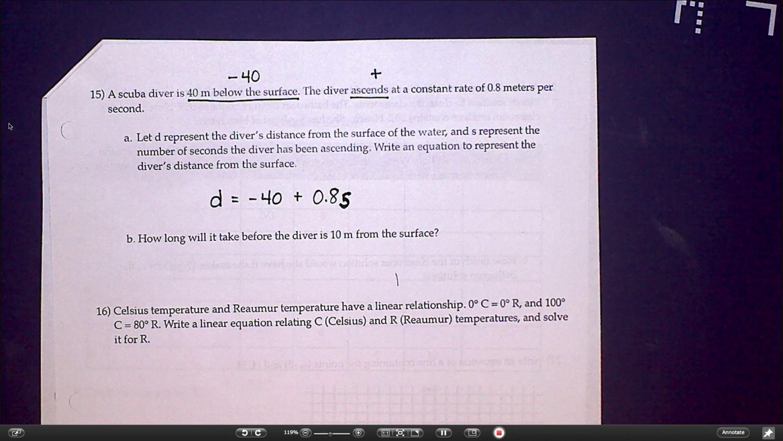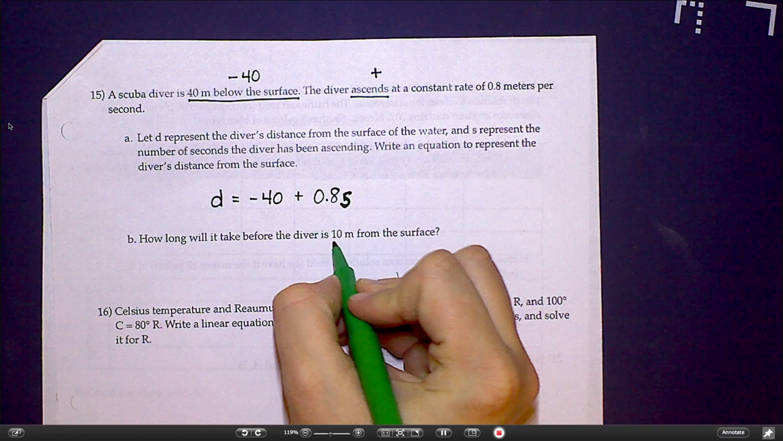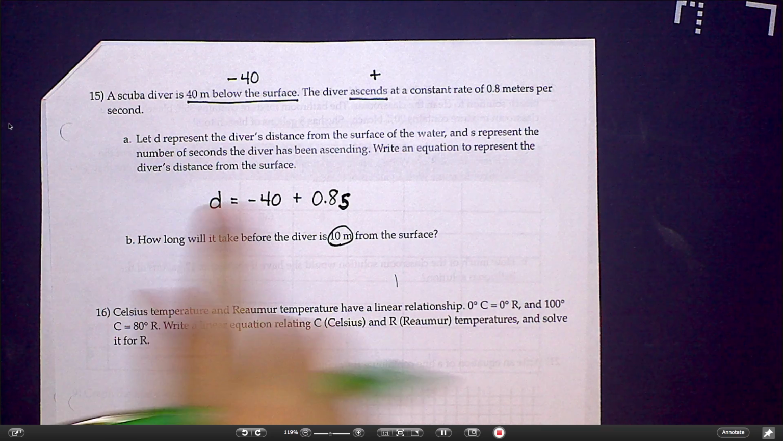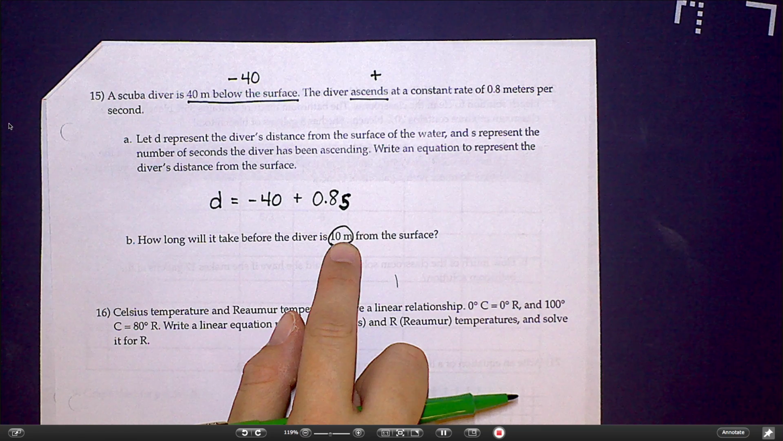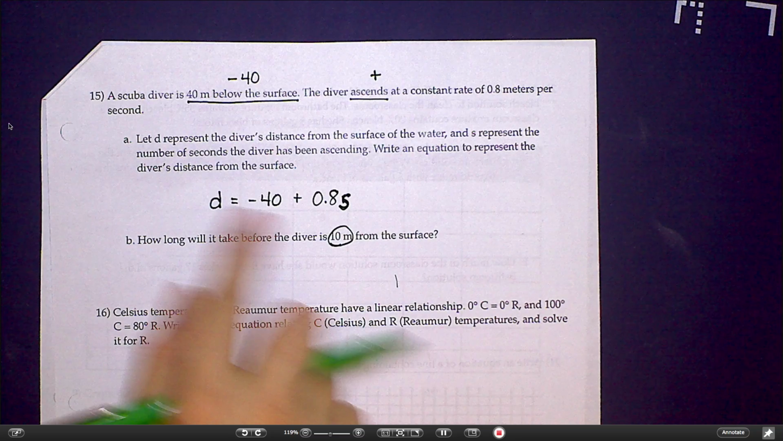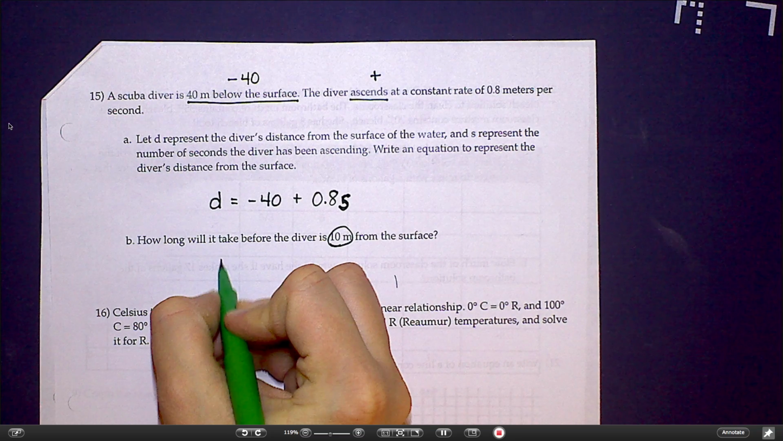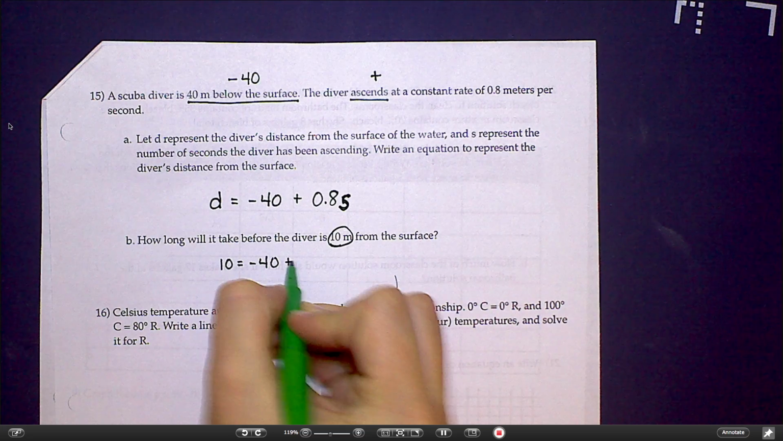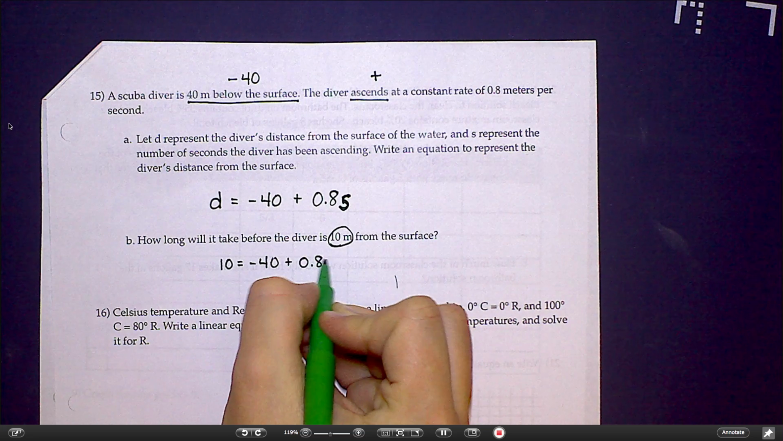That is an S. Okay, and then in letter B, it gives you 10 meters. Your job is to decide, does that go in for D or does that go in for S? Well, 10 meters is a distance, so that means I'm putting it in for D. That's going to look like this. 10 equals negative 40 plus 0.8 S.